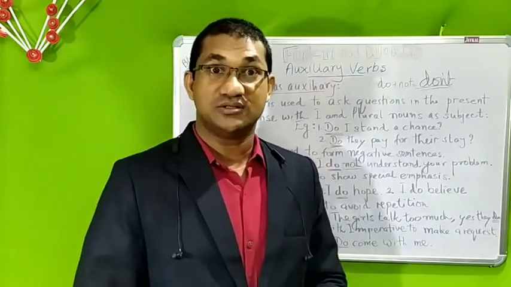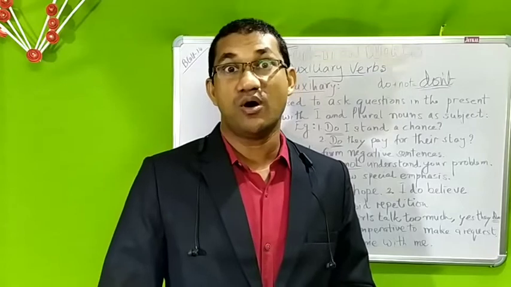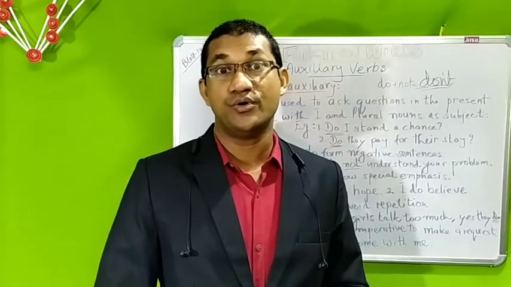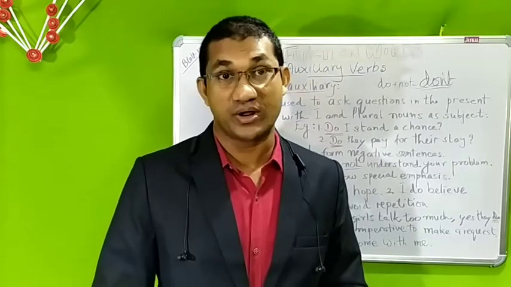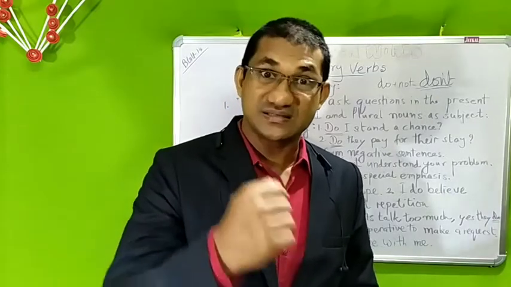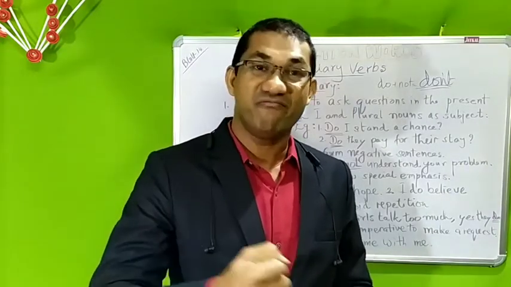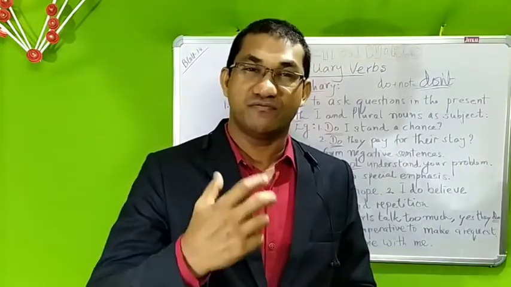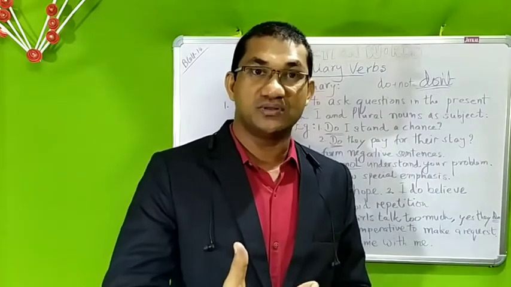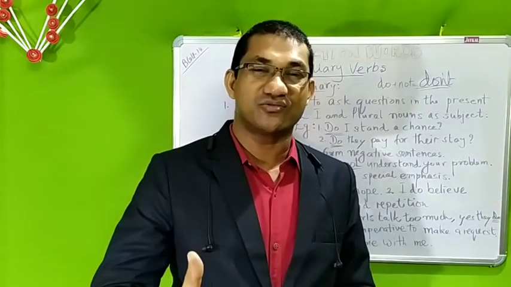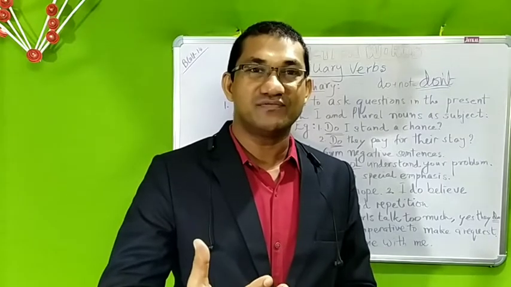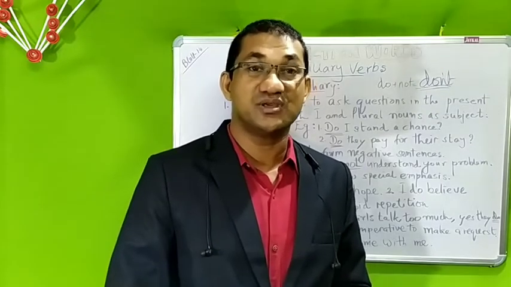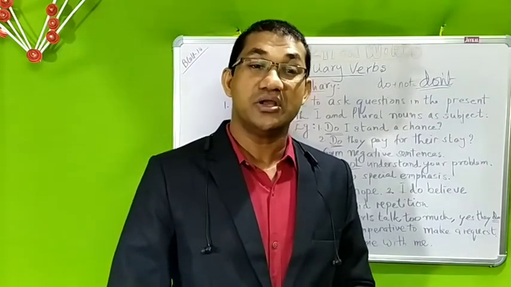Now we move on to the third use of do. Do the auxiliary is used to show special emphasis. We want to assert something. We want to say something emphatically, forcefully. We are sure about that. We want, of course, somebody to do it. So when we have to emphatically assert something, we depend on the auxiliary do.